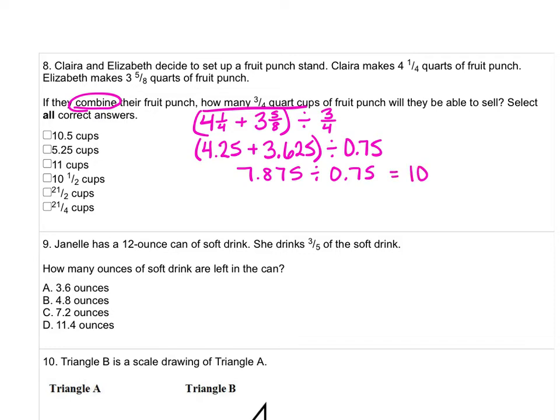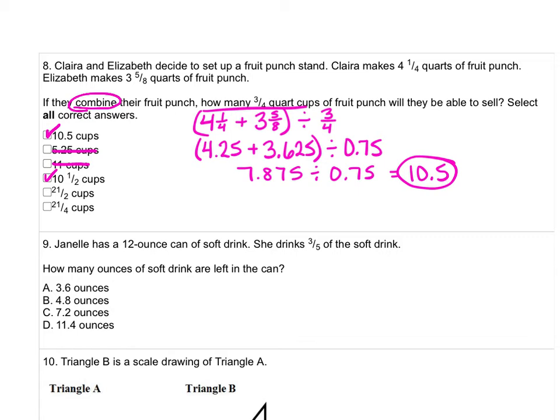And I get 10.5. Okay, so that tells me that the first answer is correct. 5.25 is not the same. 11 is not the same, though it almost looks that way, but it would be rounded. 10 1/2 is 10.5.